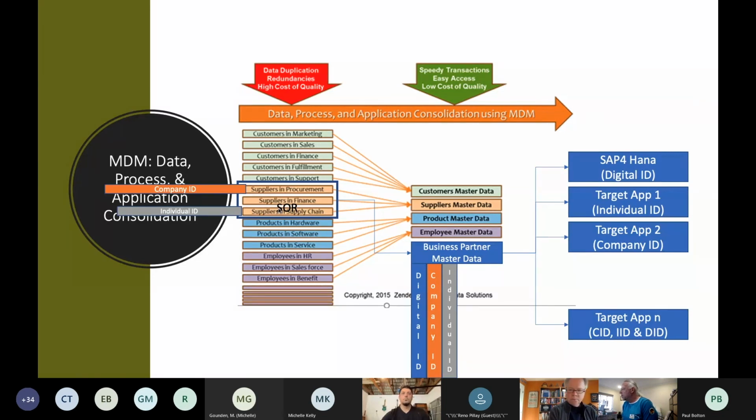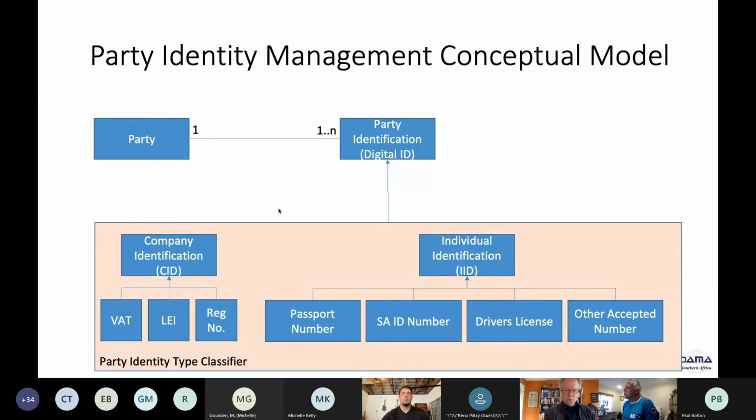So if we then go to the next slide, this is almost the crux to a party, and I use the term, the party is almost a hanger where I can attach information to it.